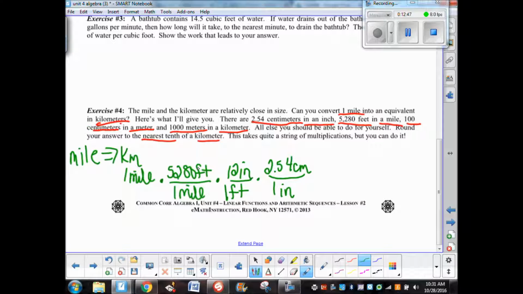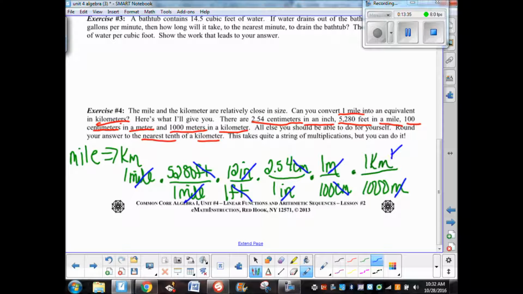You should start to see patterns happening here. Miles and miles, feet and feet, inches and inches. For every 1 meter, there are 100 centimeters. Centimeters to centimeters. Where am I going to go now? 1 kilometer is 1,000 meters. So you might be wondering, well, how did I know to set that up that way? Look at the pattern that just happened. Miles and miles. Oh, feet and feet. Inches, inches. Centimeters, centimeters. Miles, miles. Boom! What am I left with? Kilometers. That's what I needed to get to. I needed to go from miles to kilometers.